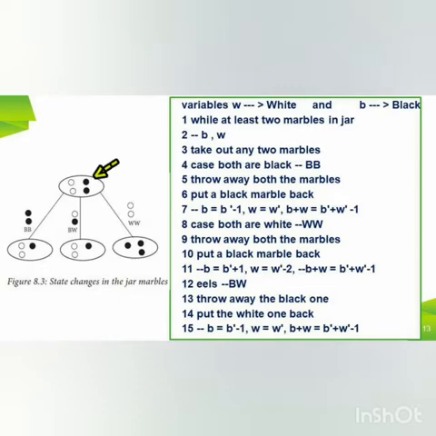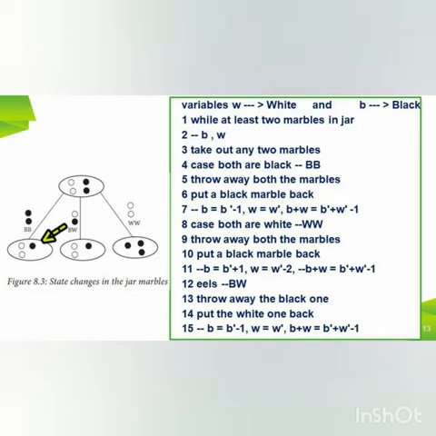So, initially we have 4 marbles. Then at last we have 3 marbles. So, B is equal to B minus 1. How did we get B equal to B minus 1? Initially we have 4 marbles. We have taken 2 black marbles. Then the condition is if both are black, throw away both the marbles. Then put a black marble back into the jar. So B is equal to B minus 1.